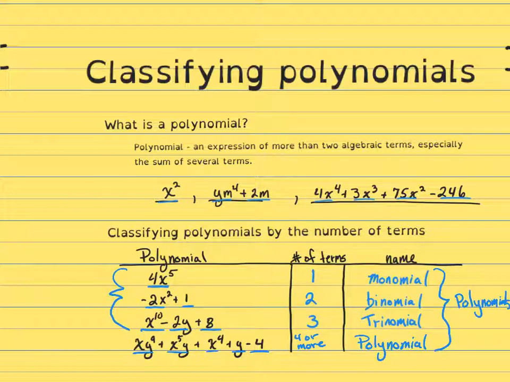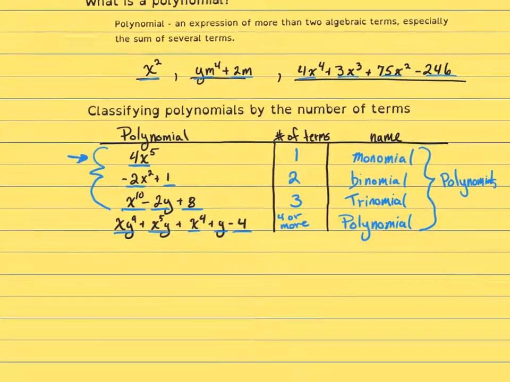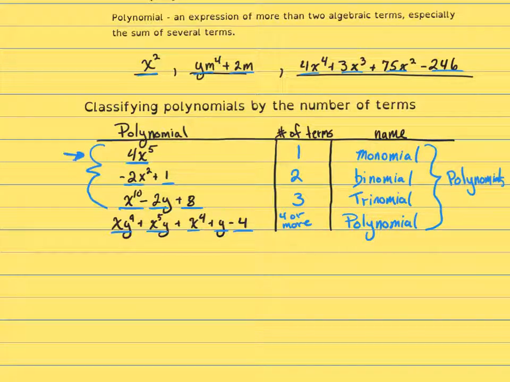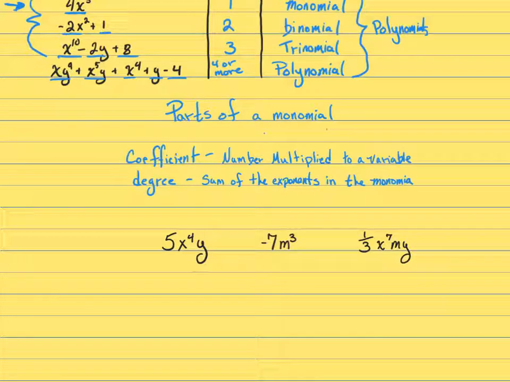I want to focus just a minute on this monomial because we want to talk about the different parts of a monomial, which the main ones are going to be the coefficient and the degree of a monomial. So if we look at these three monomials and we want to find the coefficient and the degree, the coefficient is the number multiplied to the variable, like I said. So here in this first one, my coefficient is going to be 5.